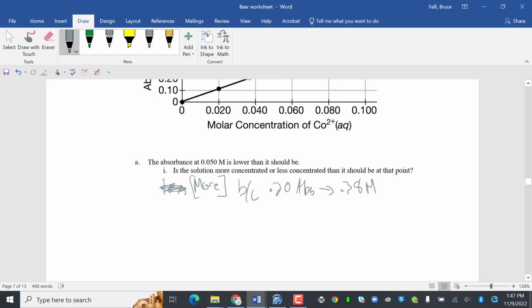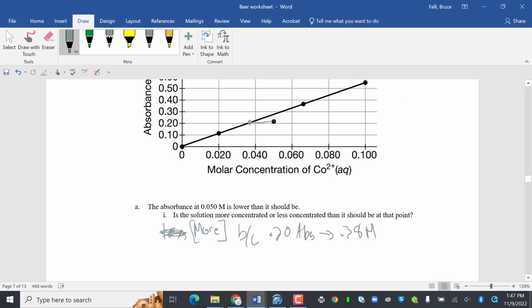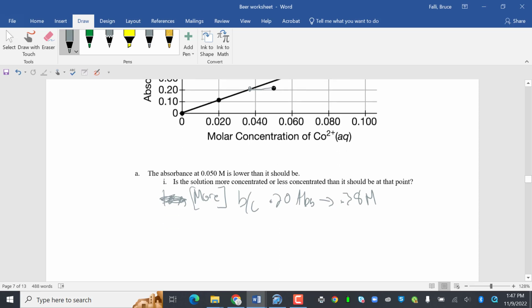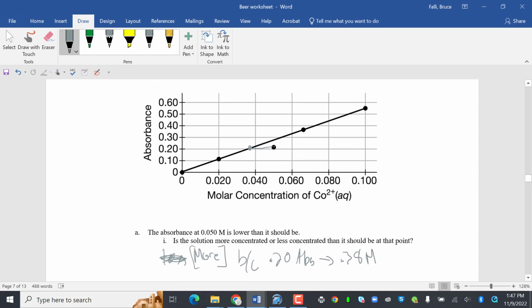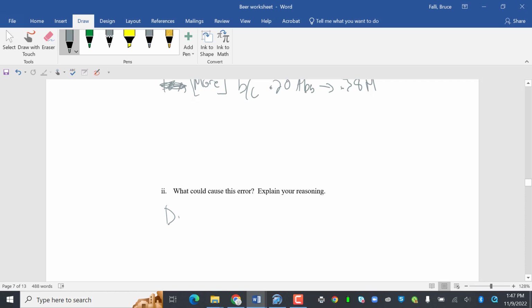What could cause this error? Explain your reasoning. Why would I get a reading that is lower than it should be? Didn't dry the cuvette, so increased molarity from the prior trial. We'll take a break right there.